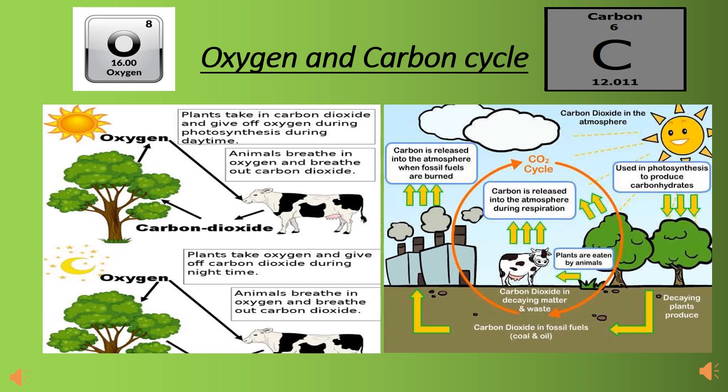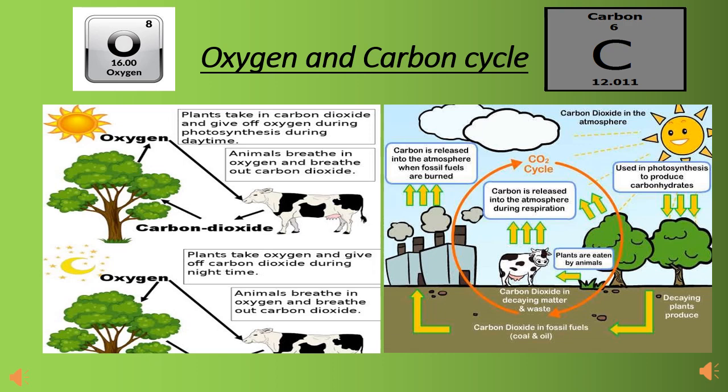Carbon dioxide, which is present in the atmosphere, is used by plants in the photosynthesis process to produce carbohydrates. These carbohydrates are eaten by animals and absorbed by plants. Also, carbon is released by animals and plants into the atmosphere during respiration.